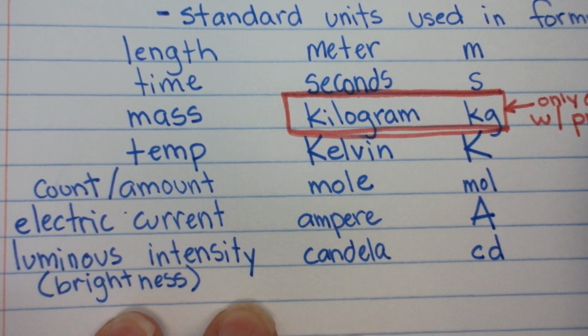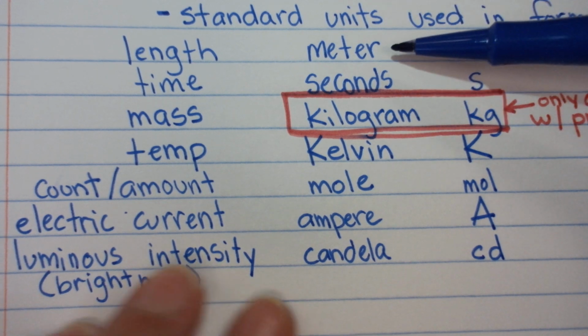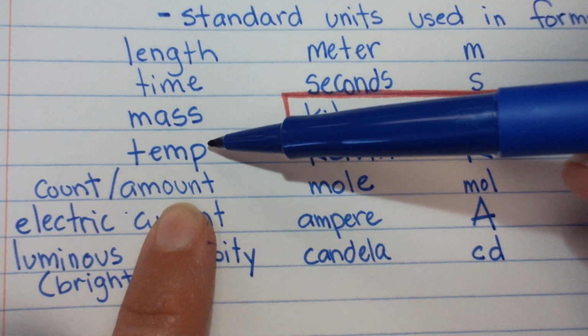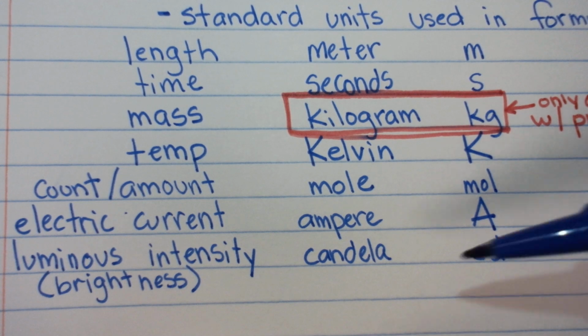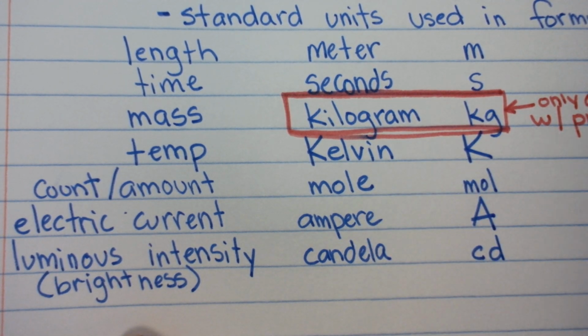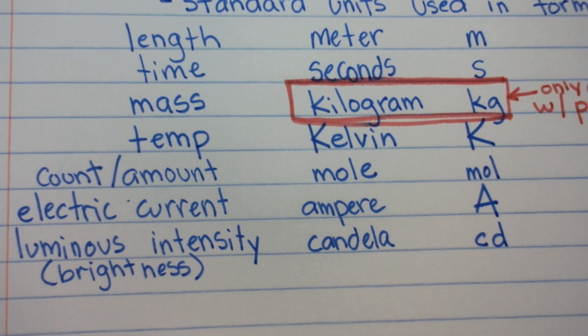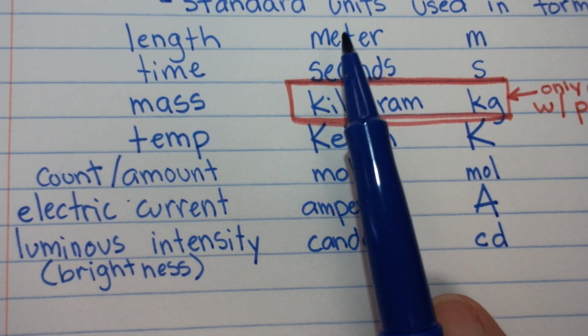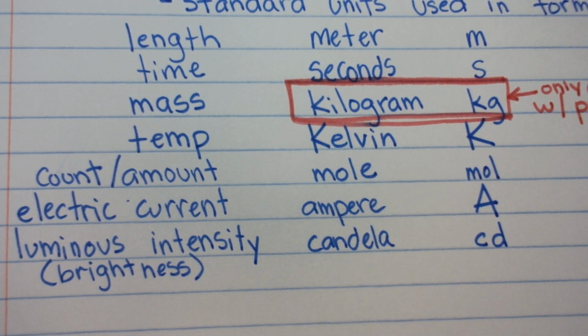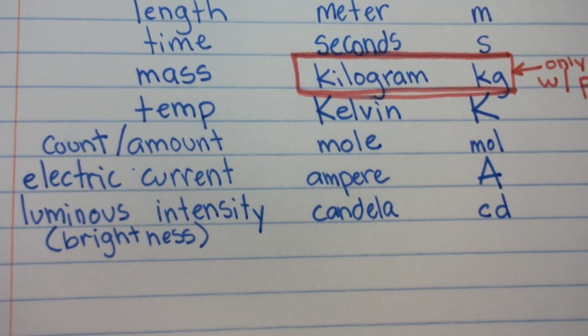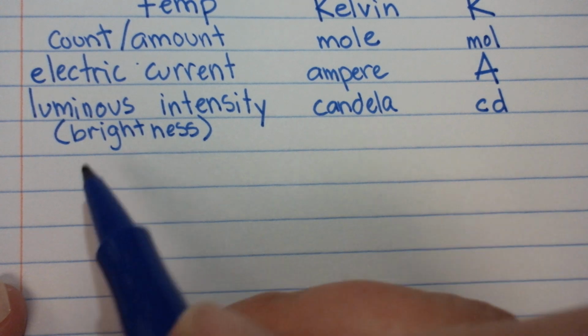Like I said, though, the ones that we will really use are these top 5. The last 2 we probably won't use in this class at all, but you still need to know them. So if these are base units, this is what we use in all the formulas. We also have derived units.